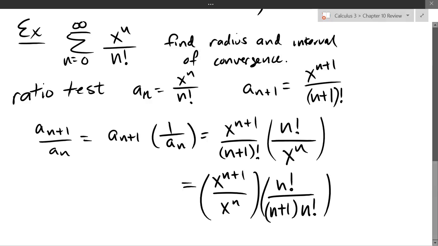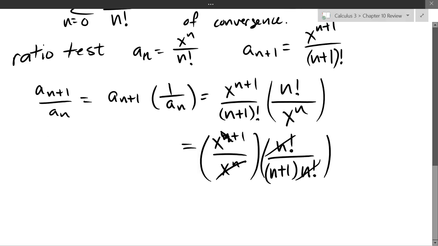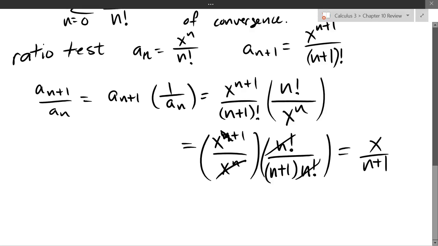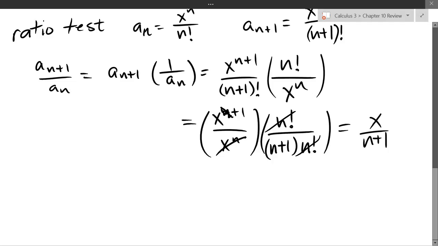And now we can do some nice cancellation. The n factorial is going to cancel the other n factorial, so those are out. And if we look over here, x to the n plus 1 over x to the n, I want to cancel out n x's on top with the n x's on the bottom. So I cancel all that out, and basically it's just x on the top. So we get x divided by n plus 1.